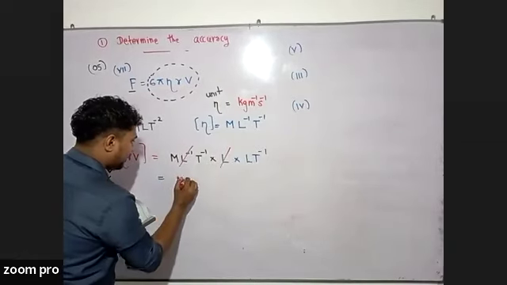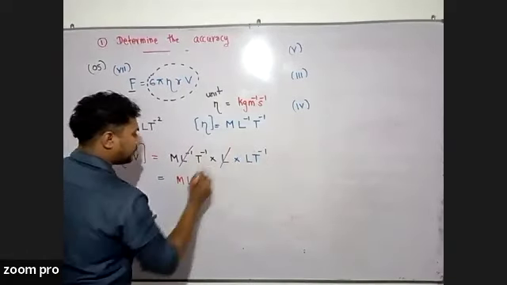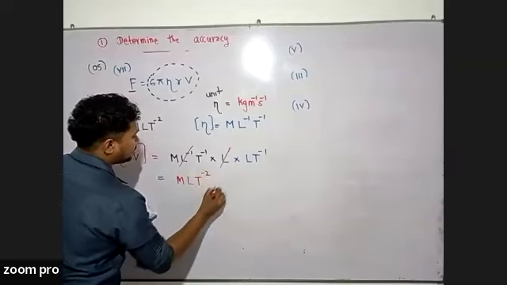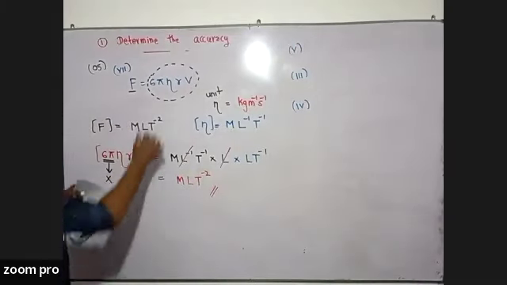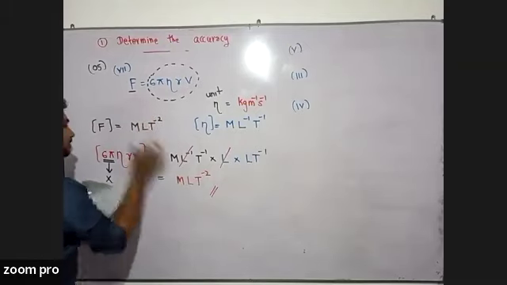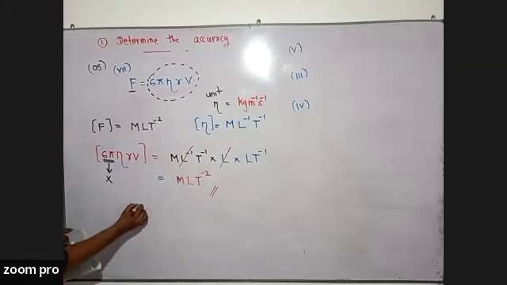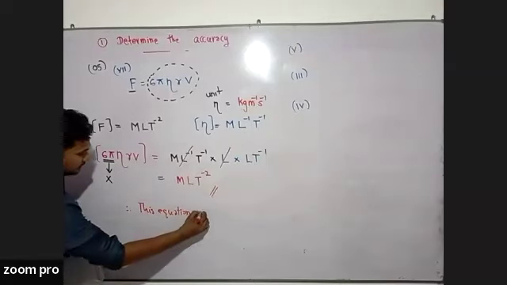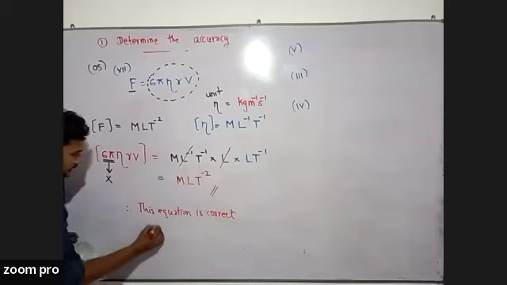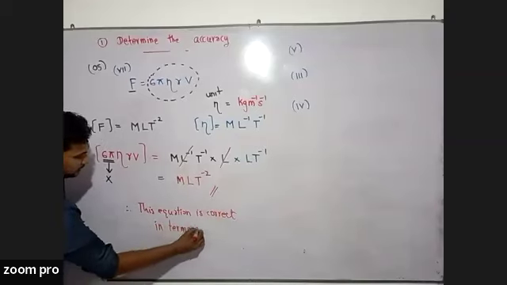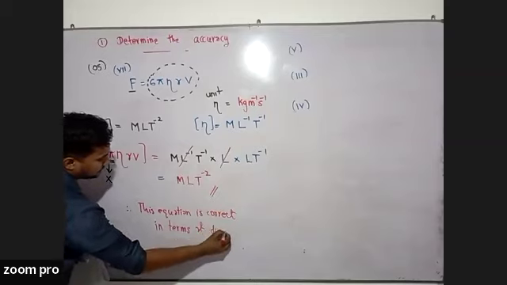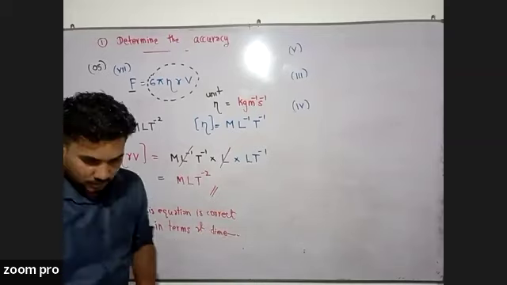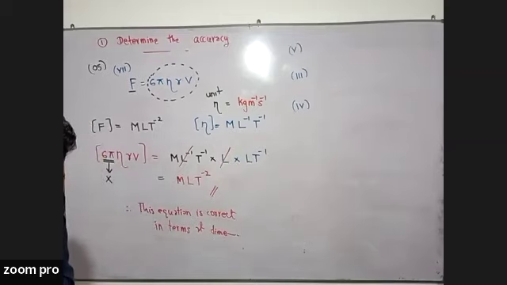Then ML T^-1 into T^-1 means T^-2. Right. So we can consider that this equation has two terms and each term has the same dimensions. That means this equation is correct in terms of dimensions, right? Okay. Let's move on to the fifth one.